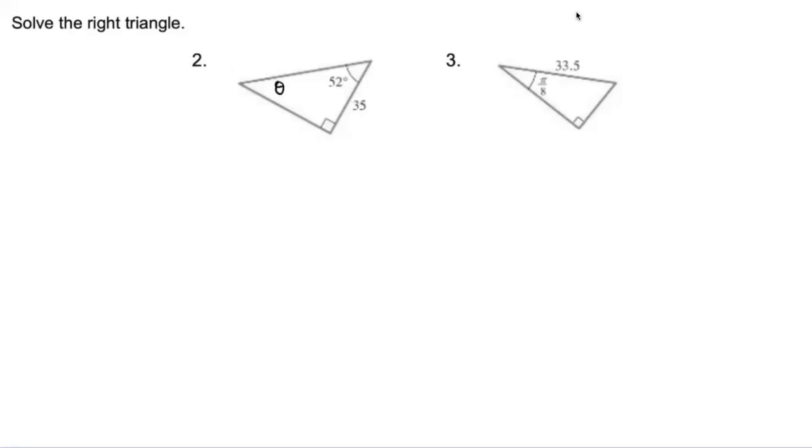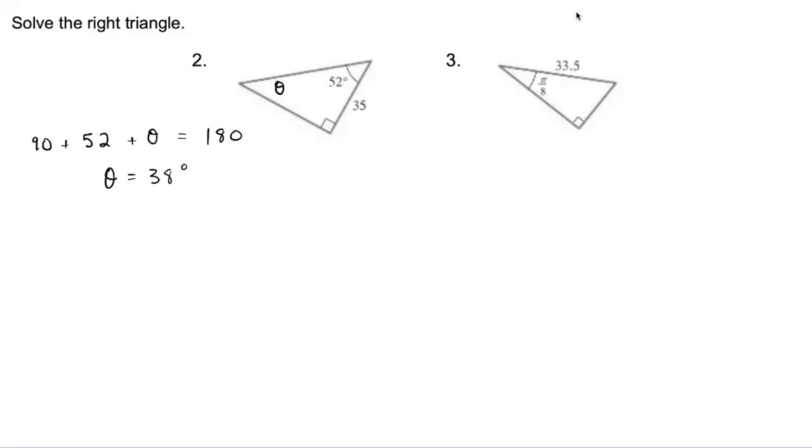So we know that the right angle is 90 degrees. The other given angle is 52. The only one we're missing is the angle that I labeled theta. But we know that they add up to 180 degrees. So the missing quantity in this case for theta is 38 degrees. Okay.